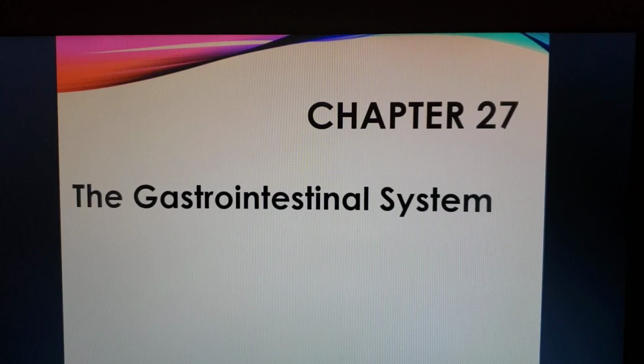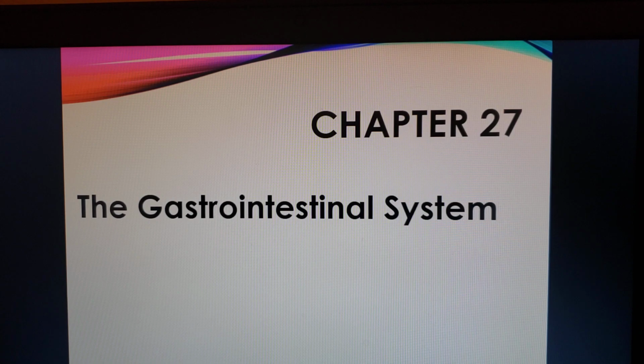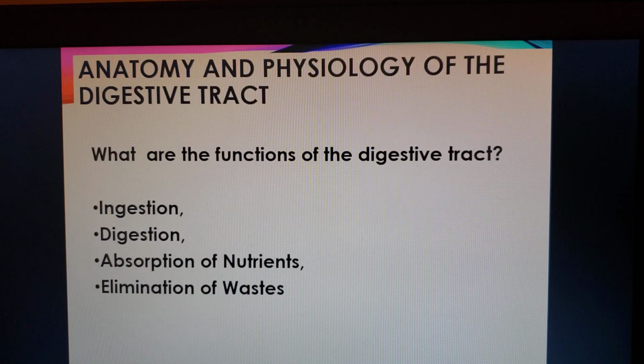Hey guys, today we're starting with chapter 27, the GI system. And first off, we're going to look at the functions of the digestive tract, and that includes ingestion, digestion, absorption of nutrients, and elimination of waste. Four functions of the digestive tract.